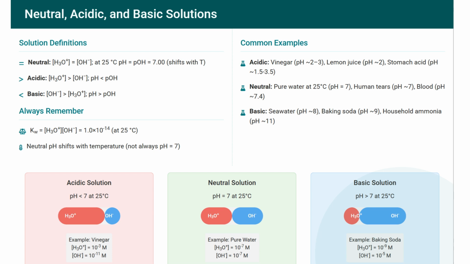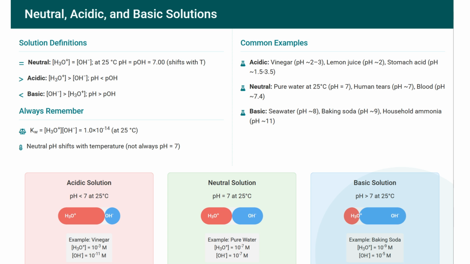Always remember that Kw equals H3O plus times OH minus equals 1.0 times 10 to the negative 14 at 25 degrees Celsius. And remember, neutral pH is not always 7.00. Let's look at some common examples.